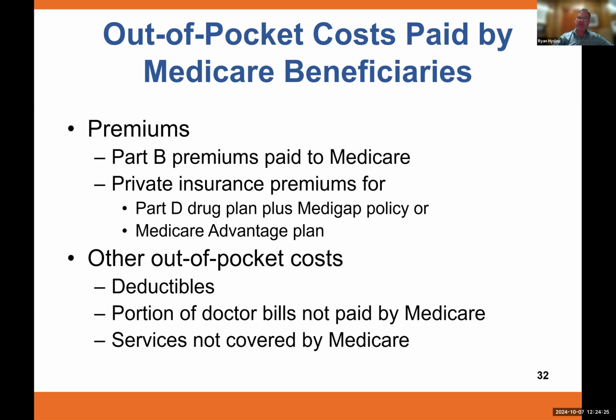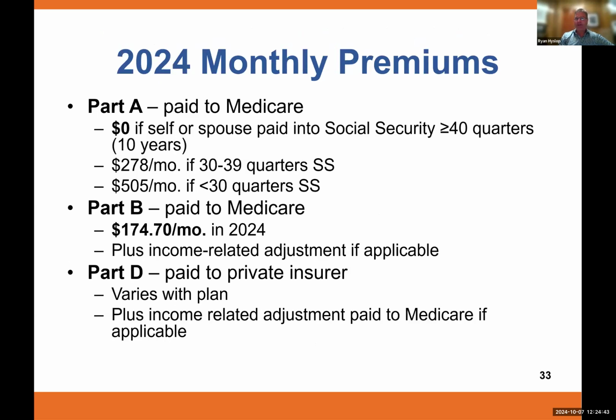Other out-of-pocket costs other than premiums. Remember, premiums is what you're paying automatically, B and D, on the part of the public partnership. The private partnership, you potentially have deductibles, a portion of the doctor bill not covered by Medicare, and services not covered by Medicare, right? We're going to go over those here in a second. Here are the monthly premiums.